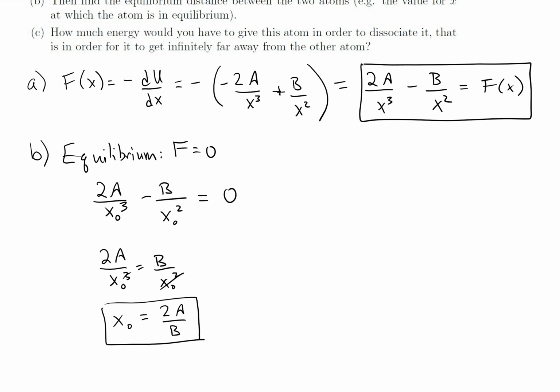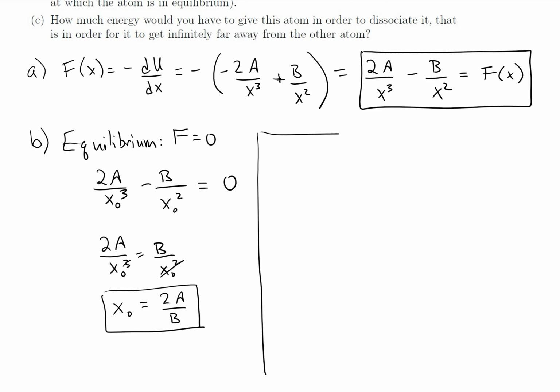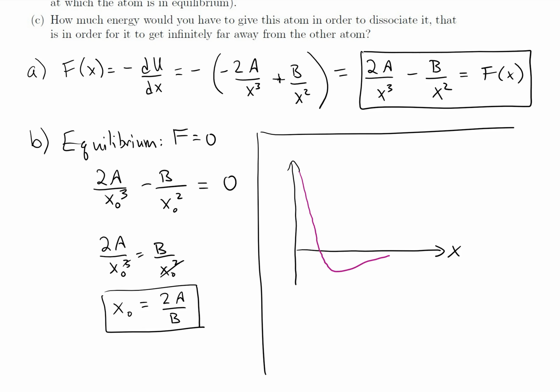Okay, so part C then asks how much energy would we have to give this atom in order to dissociate it? And so by dissociate, what we mean is that we want the one atom to be able to get infinitely far away from the other atom. And so I'm going to show you what this expression for potential energy looks like. It looks something like this. And so this minimum in the potential energy here, that's the point at which the force equals 0. So that's the equilibrium point. That's what we call x naught.